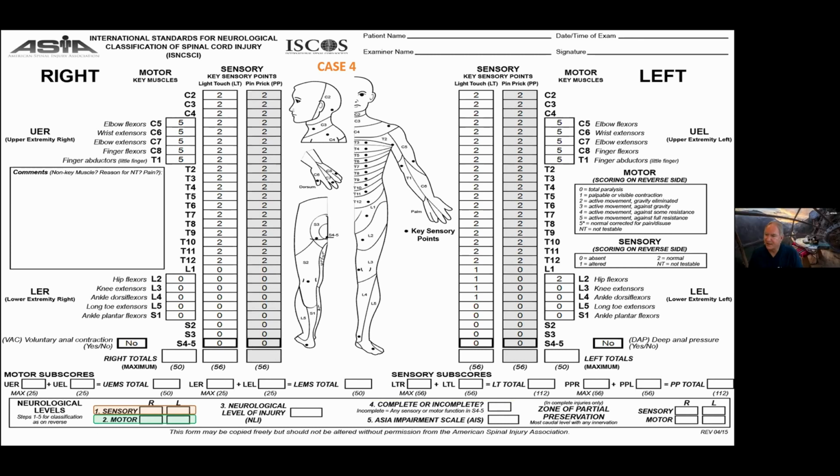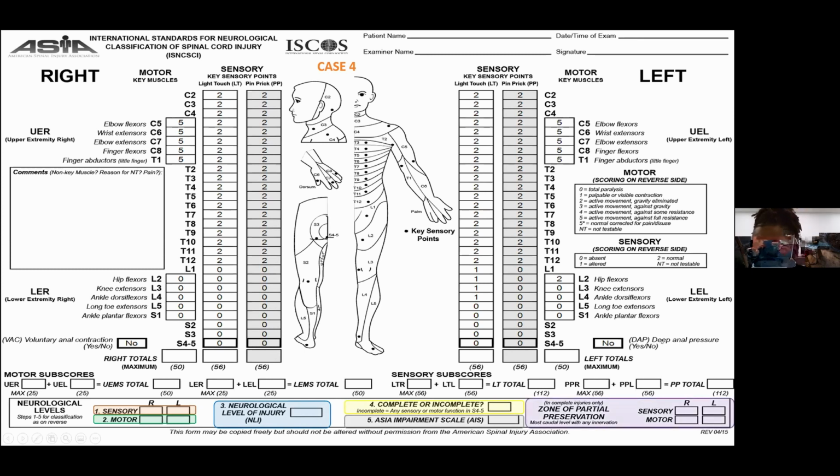Okay, this is sounding fairly familiar so far. What about the neurological level of injury? The neurological level of injury is going to be T12 as well. Alrighty. Complete or incomplete? So deep anal pressure is not present, so it's going to be a complete T12 injury. ASIA Impairment Scale A.